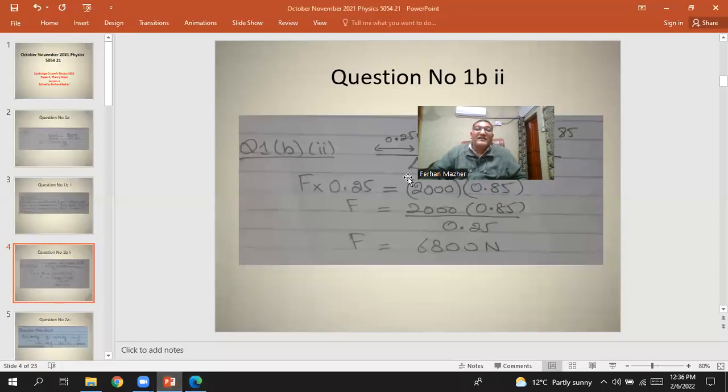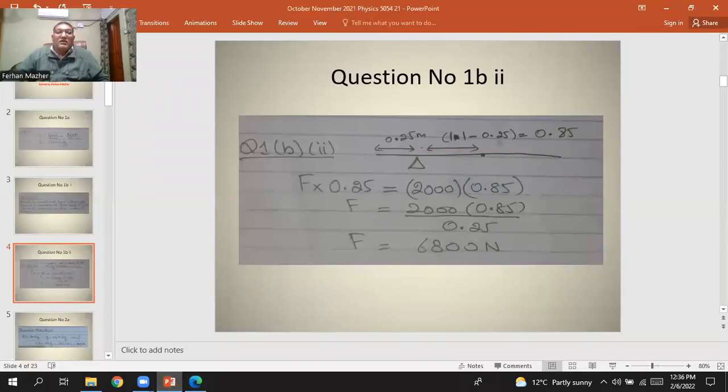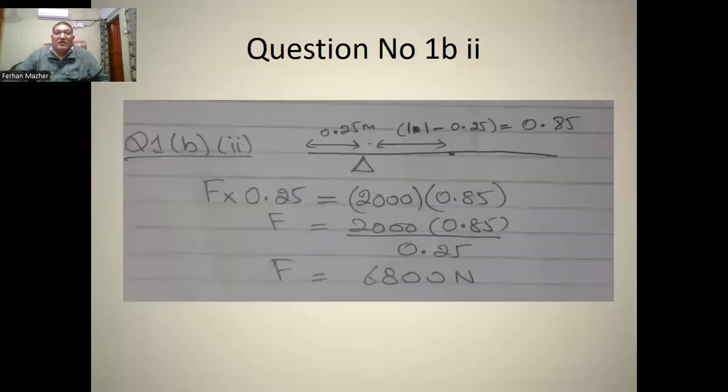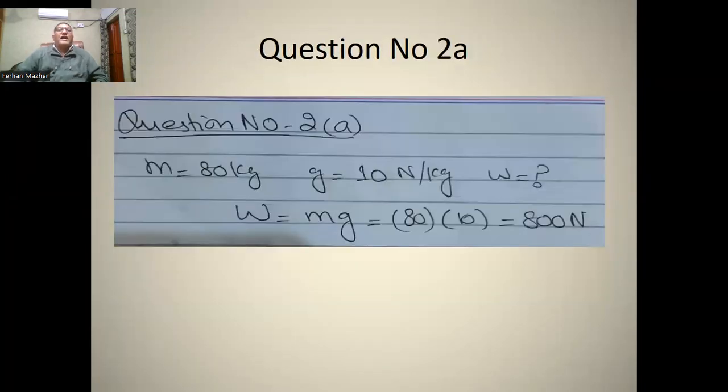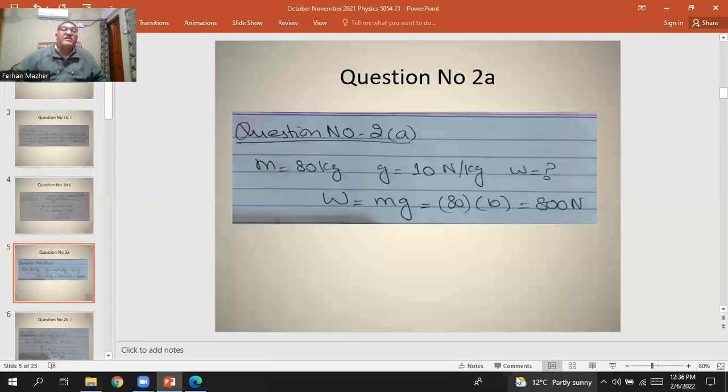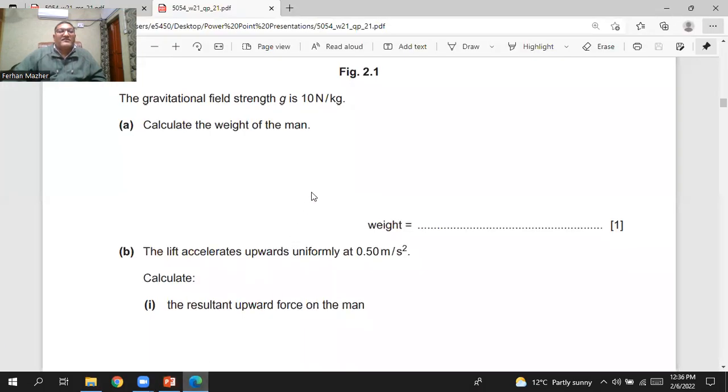Let me show you my answer. Okay, so m is 80 kg, the g is 10 Newton per kg, and weight is the question. So W will be equal to mg. So it will be 80 into 10, and that will be 800 Newton. So the weight of that man will be 800 Newton. Okay, so let's move to the next part.